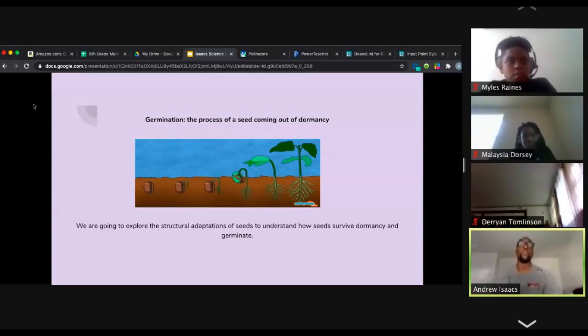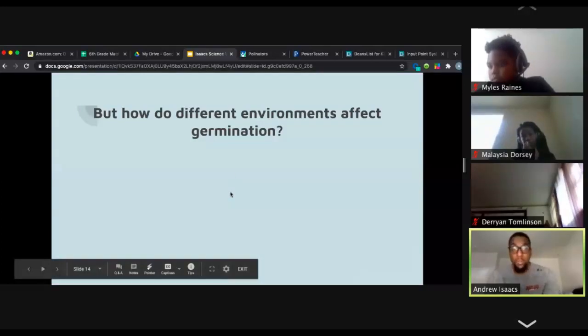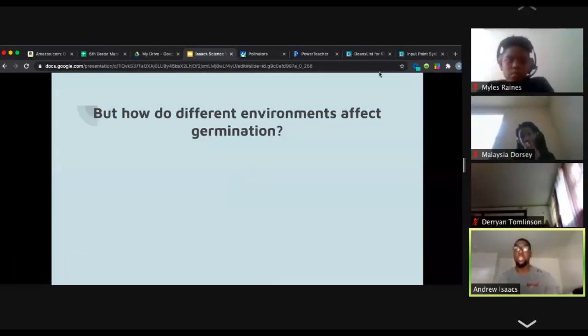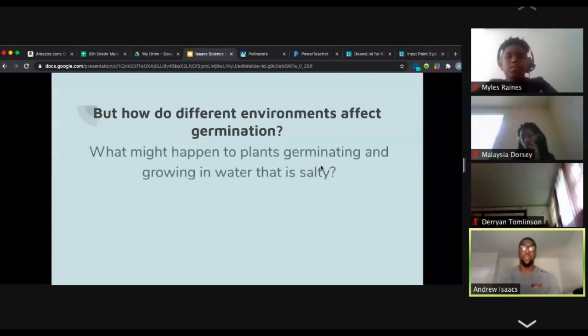That's how we start our plants, right? So we're going to explore the structural adaptations of seeds so we can understand how seeds survive dormancy and how they germinate, all right? But how do these different environments facilitate or affect germination? We're going to take a look at some different things that affect germination. As we know, there are two different types of water on our planet. We have salt water, and we have fresh water.